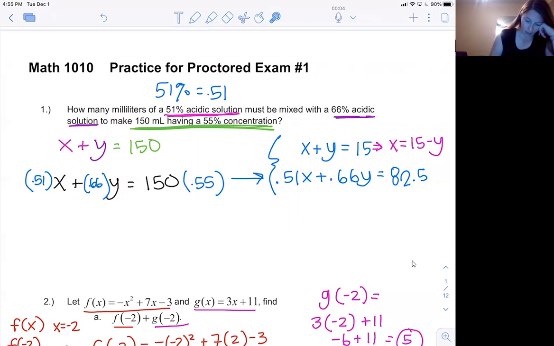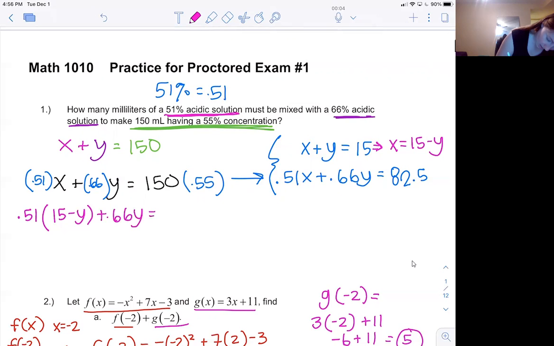So now I have x equals something, so I'm going to plug it into this equation. So I have 0.51 times x, which is 15 minus y, plus 0.66y equals 82.5. Okay, so now I multiply this out. So 0.51 times 15 is 7.65 minus 0.51y plus 0.66y equals 82.5.